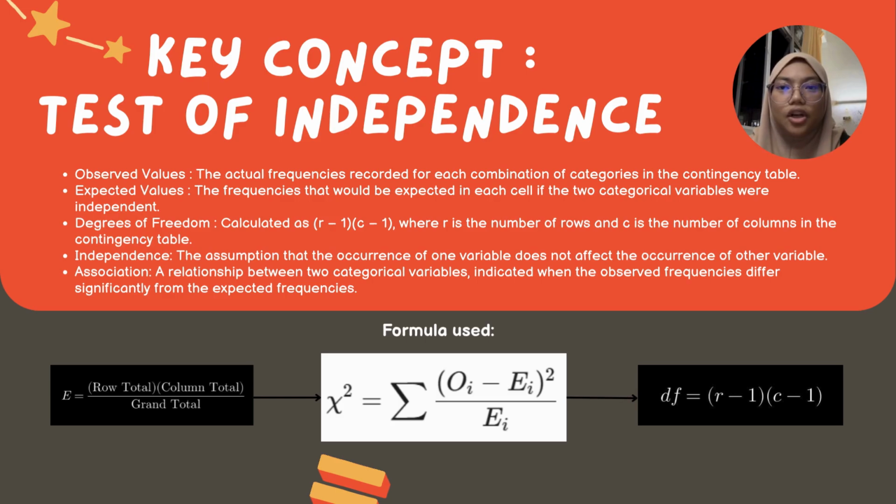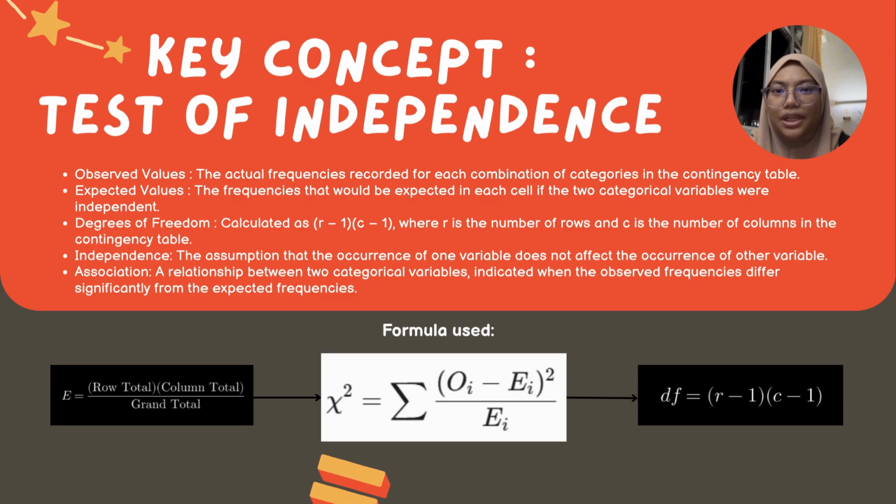Okay, next are the key concepts for the test of independence. First is the observed value. This is the actual frequency recorded for each combination of categories in the contingency table. Next is the expected value, the frequency that would be expected in each cell if the two categorical variables were independent. Next is degrees of freedom, calculated as (R minus 1) times (C minus 1), where R is the number of rows and C is the number of columns in the contingency table.